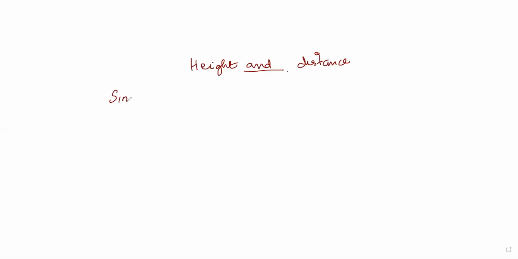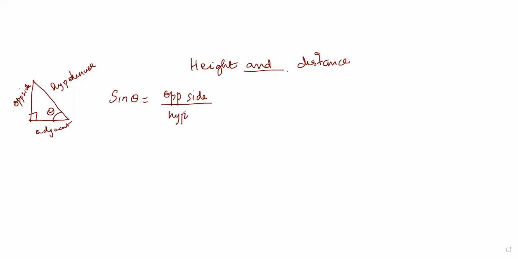First one is sine theta. So we have a triangle and an angle in it which is theta. Then this is the opposite side to this angle. This is the hypotenuse, because this is a right angle triangle, and this is the adjacent side. Okay, so sine theta is opposite side by hypotenuse.